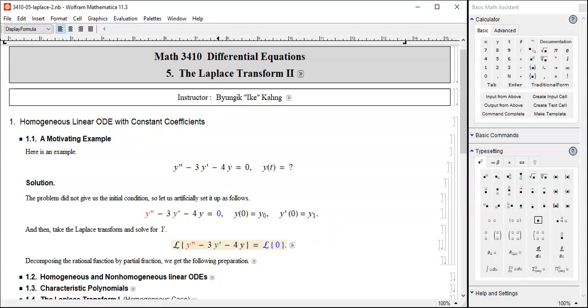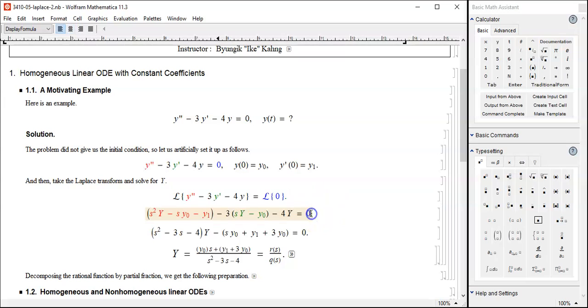Take the Laplace transform of both sides, and please take a look at the right-hand side. That's 0, so the right-hand side is always 0. Now, how about the left-hand side? By the input derivative rules, the derivative y prime becomes this, and the second derivative y double prime becomes that. And then, let's take the like terms together. The coefficient of y term put together, we get this part, and the other, we get this.